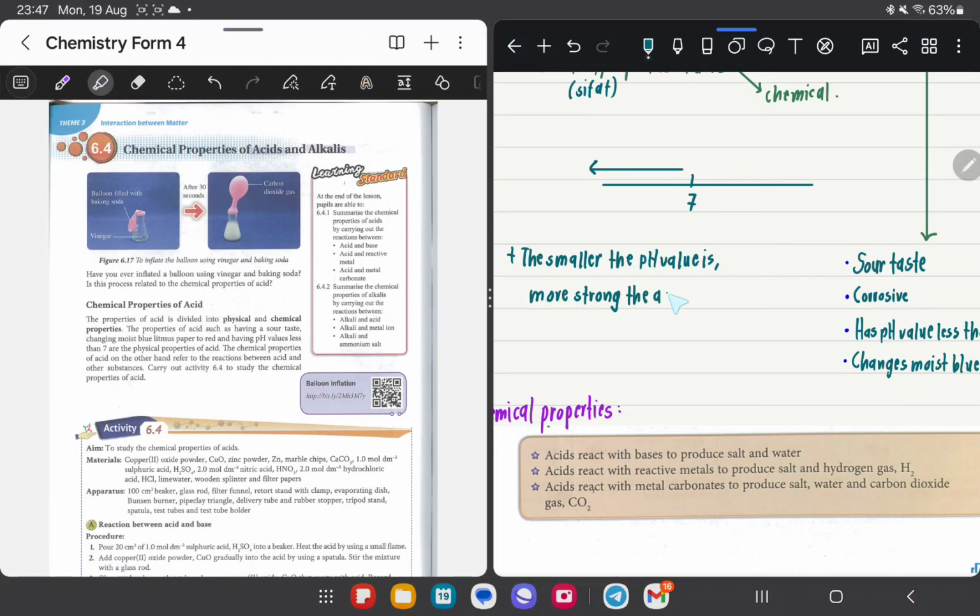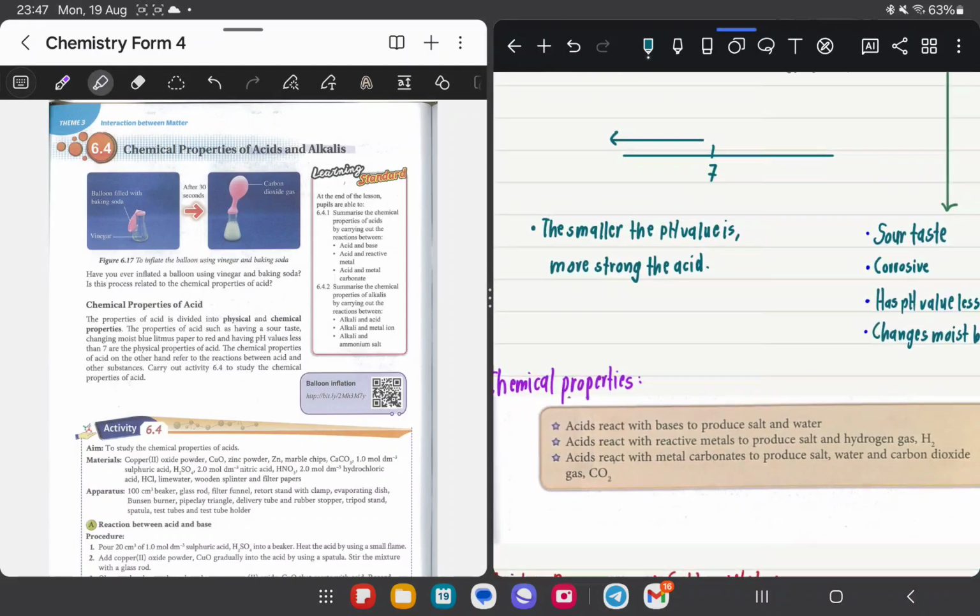Remember that, it's just something about your knowledge, but everyone gets confused at that part. They say if the value is small, it means it's a weak acid. No. The concept for reading the pH meter for acid and alkali is different. For acid, the smaller the value, the stronger the acid is. While for alkali, the bigger the value is, the stronger the alkali is.